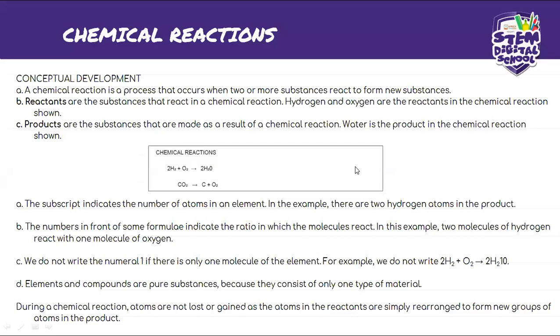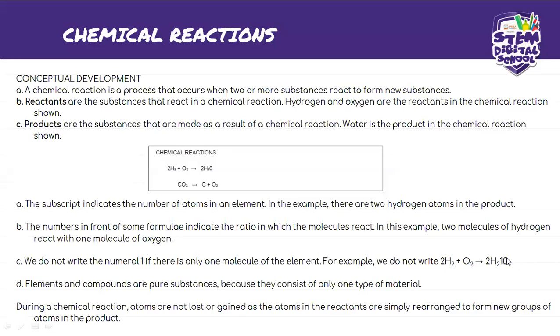All right, you are following me, so let's continue. But let me just address this again. We're saying the subscript indicates the number of atoms in an element. So again, in the example, there are 2 hydrogen atoms in the product. If we look at the reactants, we have also 2 hydrogen atoms, and then 2 oxygen atoms. That's good.